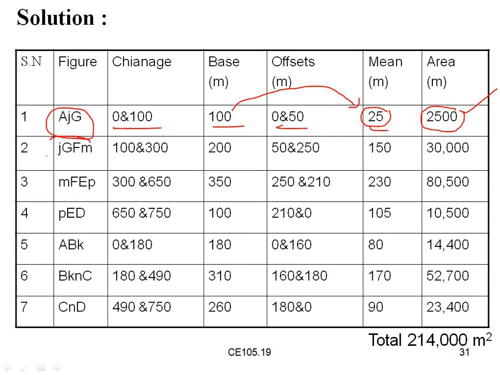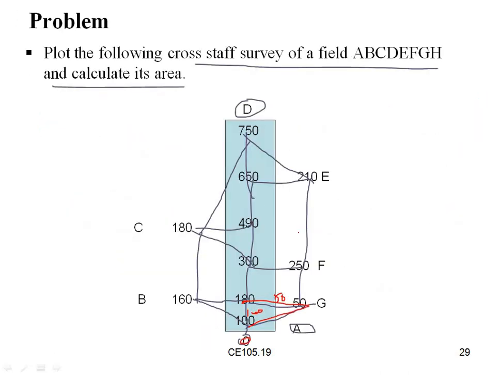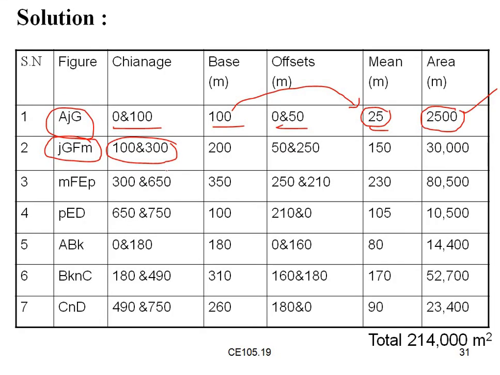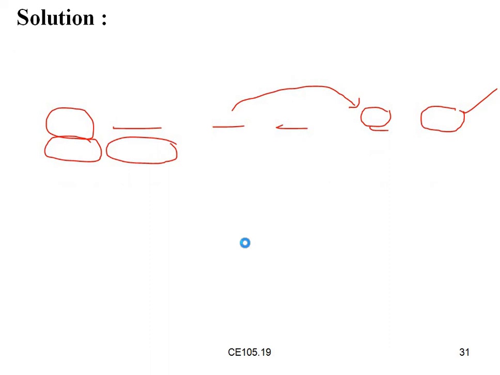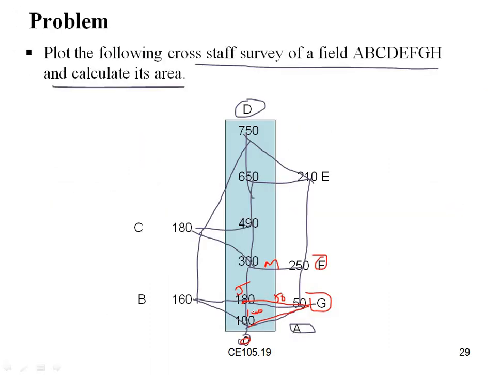And next, JGFM. So here the change is 100 and 300. Where is JGFM? You can see, this point is termed as J, G, F, M. Here the offsets are 100 and 300, so the change is 100 and 300. Where is 300? Here the change is 100, and up to here it is 300.